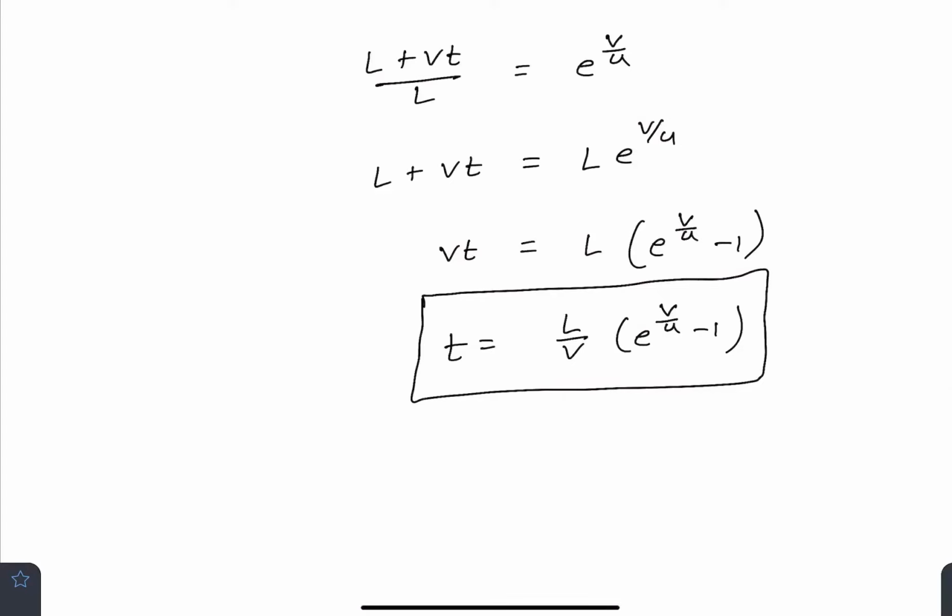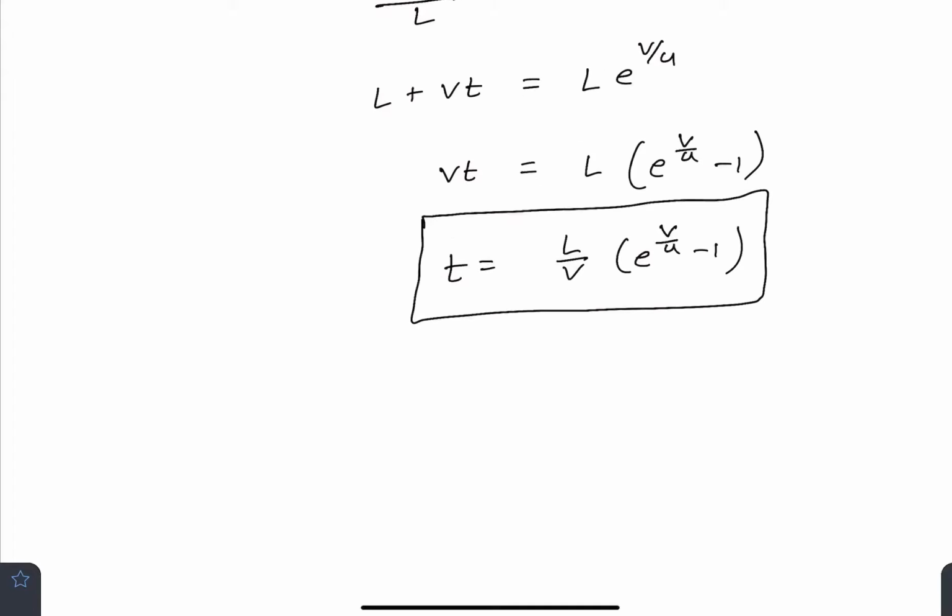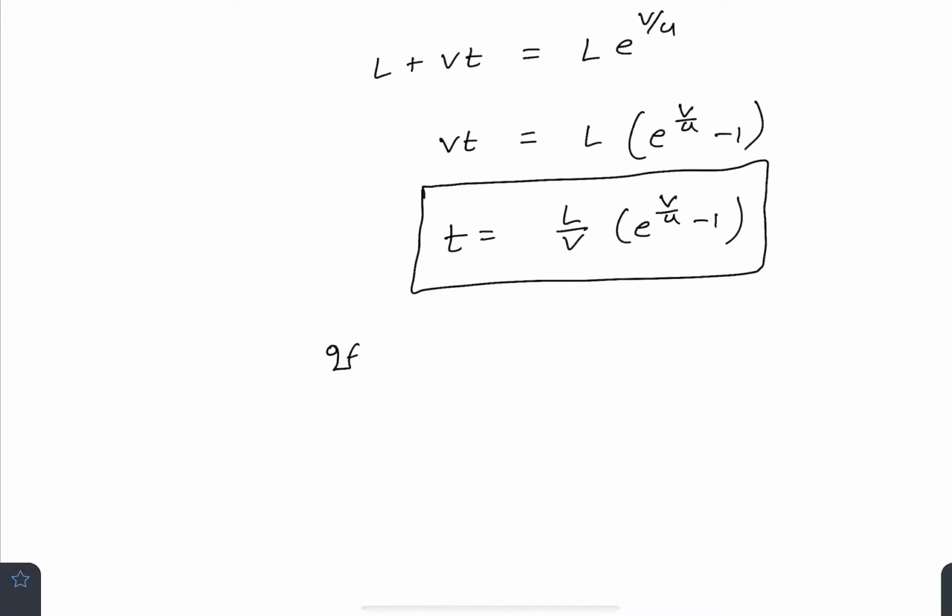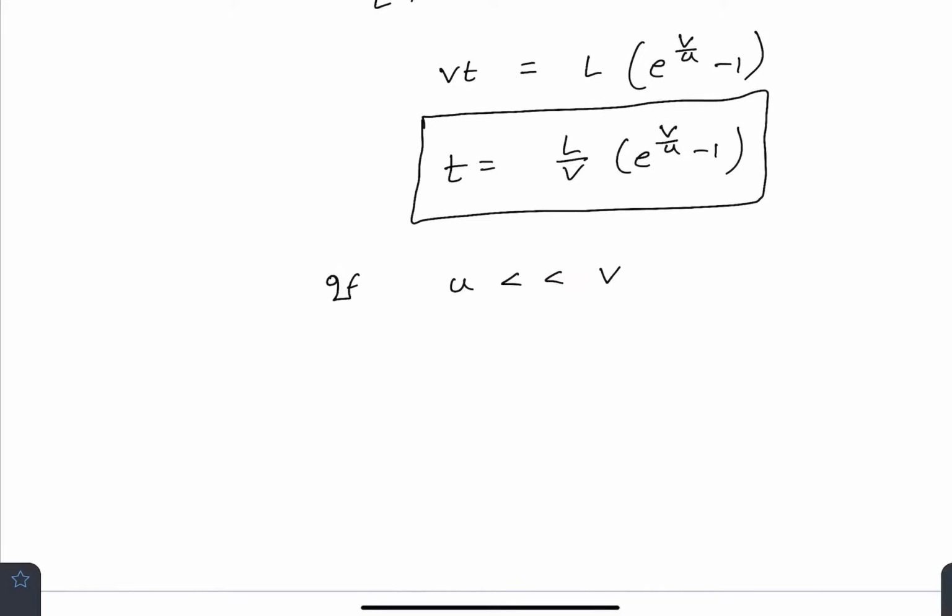Now we got the time. After that, one more question was asked, that was actually the first question: will the ant reach the wall? So we'll take two cases here. First case would be u is very much smaller than v, and second case would be v is very much smaller than u. If u is very much smaller than v, it means the ant is moving very slowly and the rubber band is expanding very fast. So in that case, v by u would be very much greater than 1, or we'll say v by u is very large.